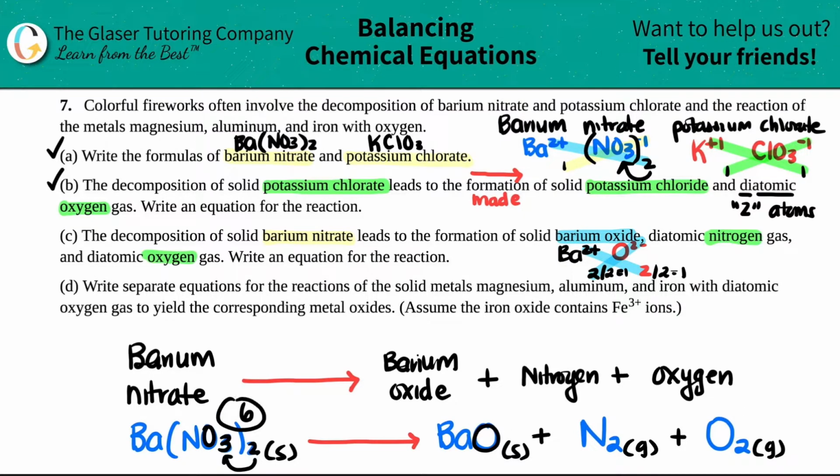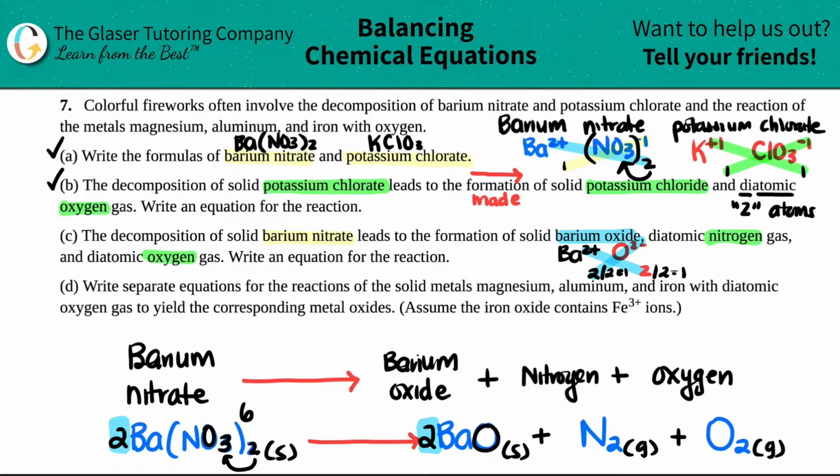This is giving me an even number. I want to get my even number on the product side, so I'm just going to put a 2 in front of here. Now this is all about guessing and checking. So I'm going to put a 2 here, and that's going to upset my barium amount, right? I have 2 barium here now. So what am I going to have to do here? I had 1 here, but now I need to put a 2 here.